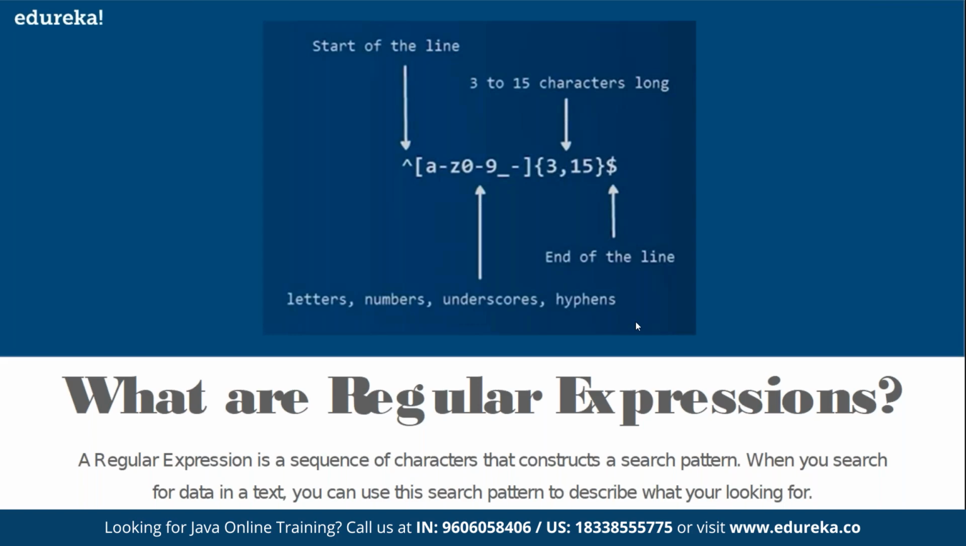A regex pattern consists of simple characters such as forward slash ABC, or a combination of simple and special characters such as AB*C, or whatever you are able to see on the screen, like negation of small a to z, 0 to 9, hyphen, and towards the end you will have 3 to 15 characters long. So this is one of the simple formats which is given there.